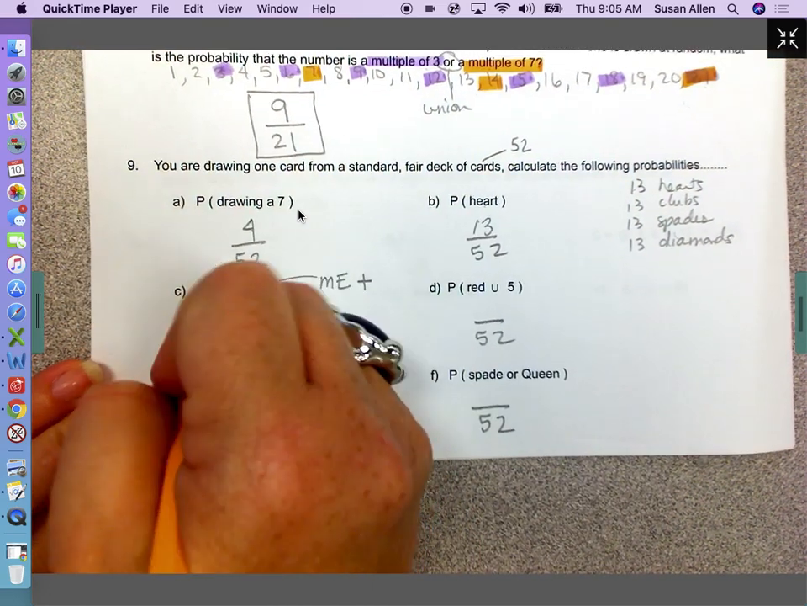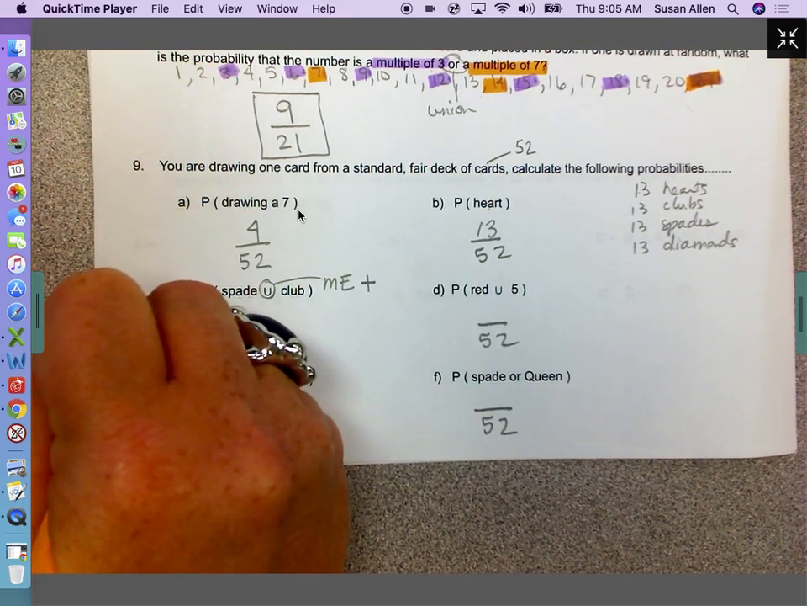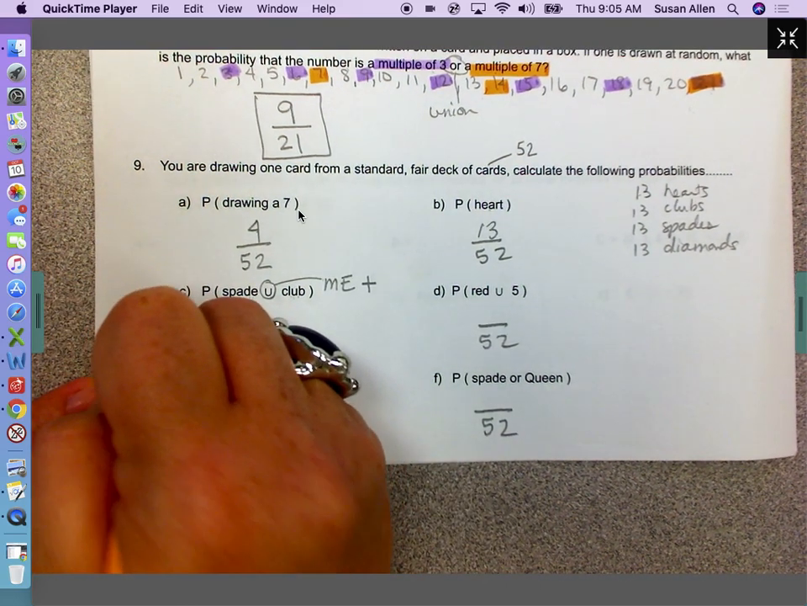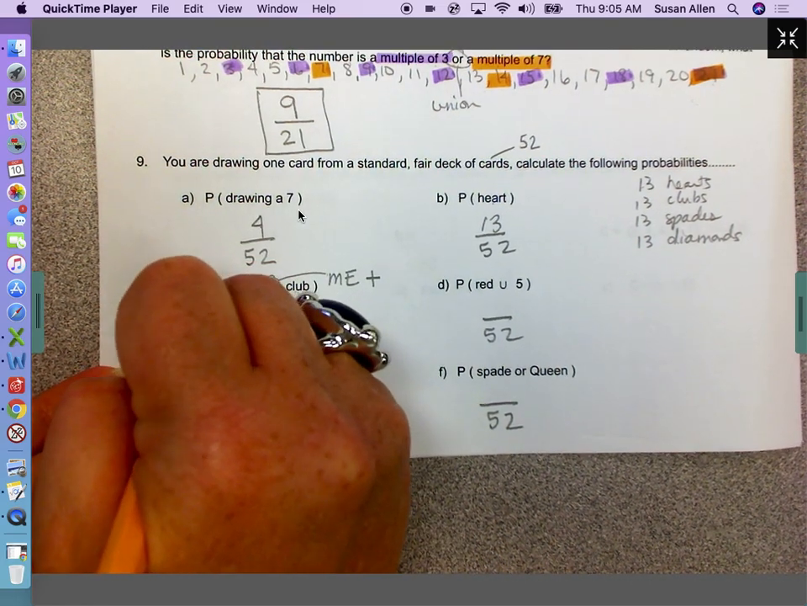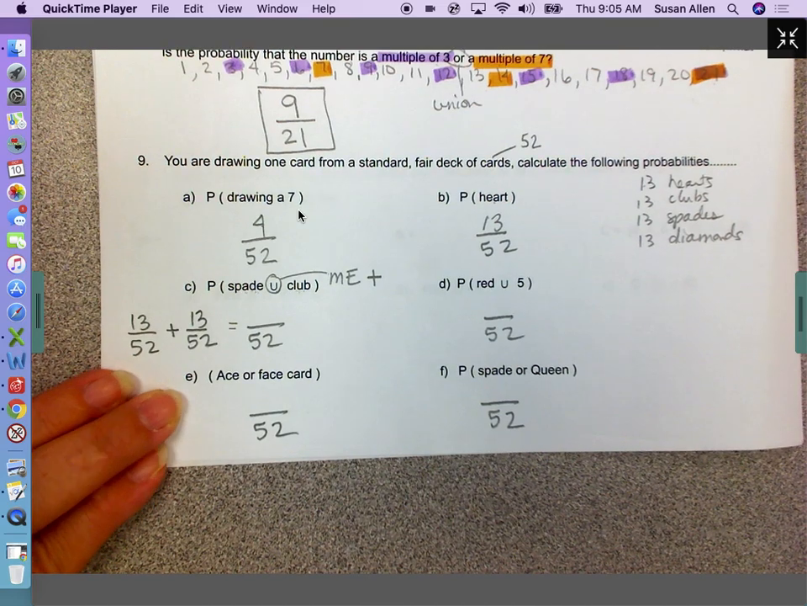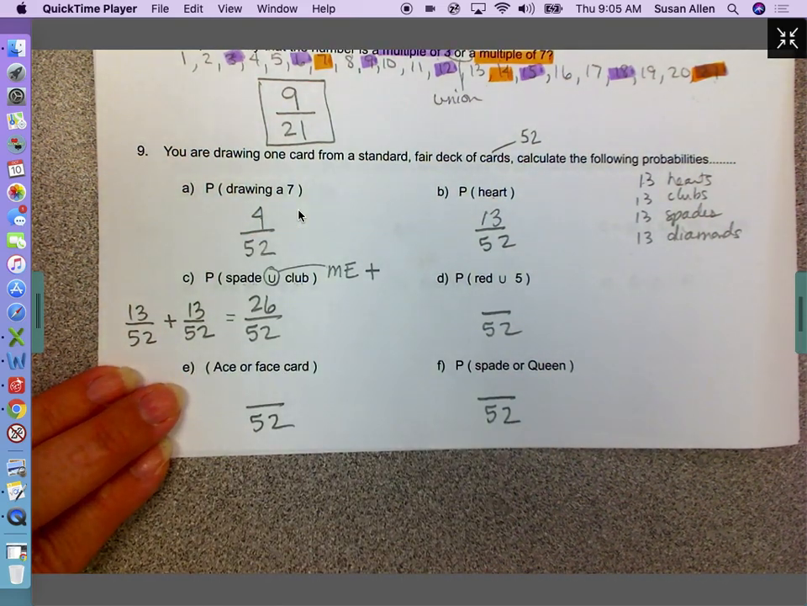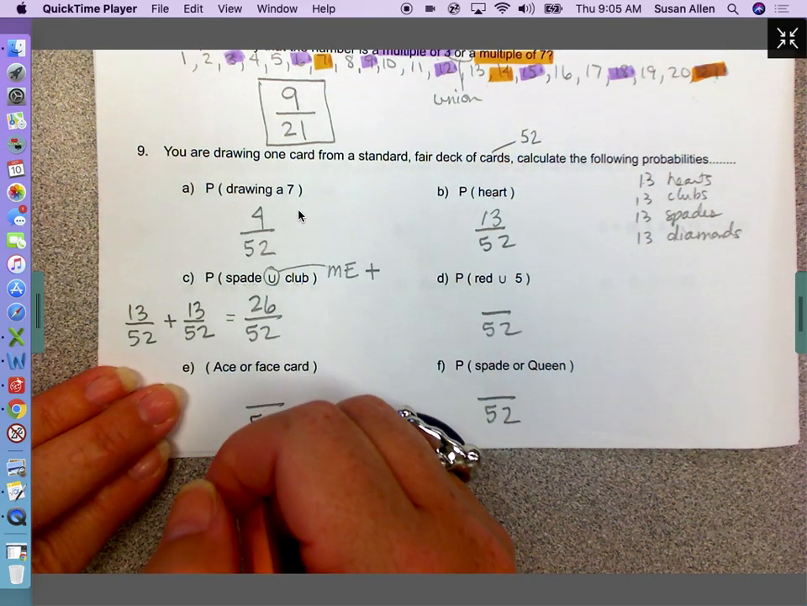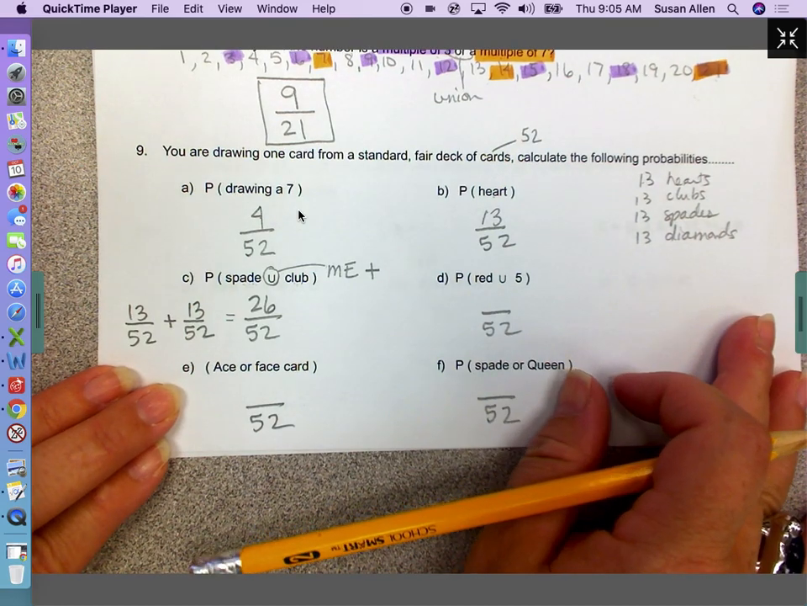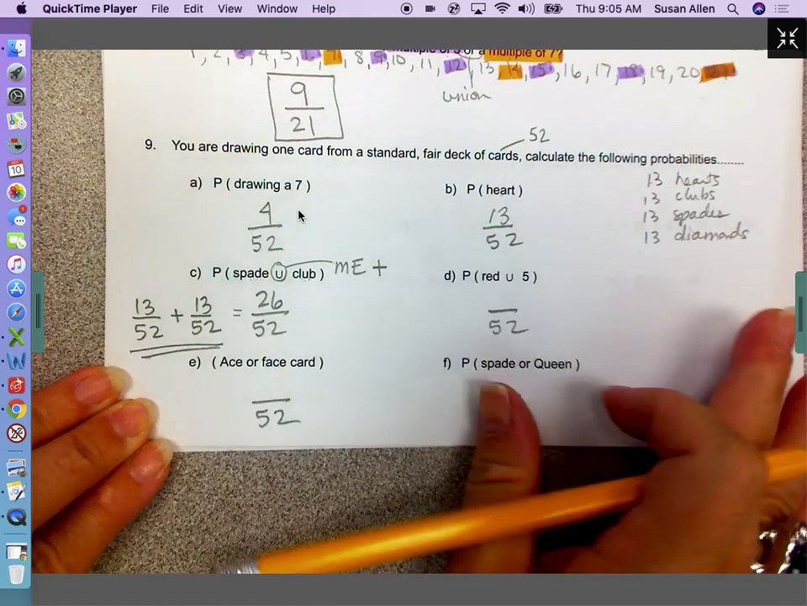So what am I going to add together? Well, how many spades are in a deck? 13 out of 52. Plus, how many clubs are in a deck? 13 out of 52. When I add them together, I get 26 out of 52, which should make sense because half the deck are spades or clubs, which would be 26 out of 52. But make sure you are showing your math. We need to see it.